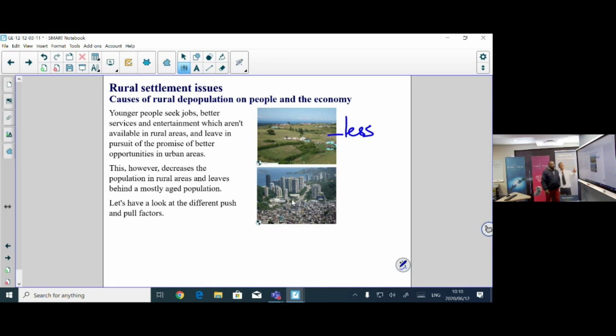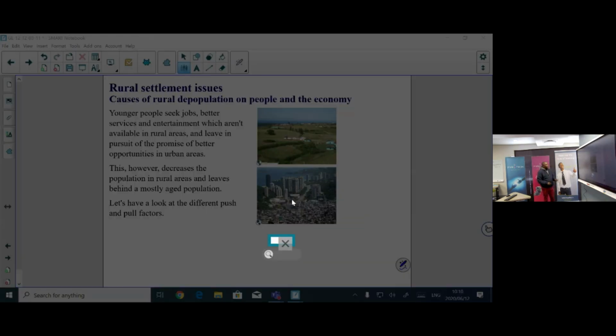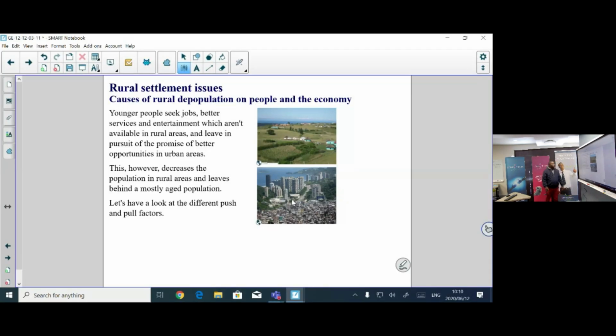So you find that young people want to move from here to the cities in search of a better life. Younger people seek jobs, better services, and entertainment which aren't available in rural areas, and live in pursuit of the promise of better opportunities in urban areas. This, however, decreases the population in rural areas and leaves behind mostly aged people.